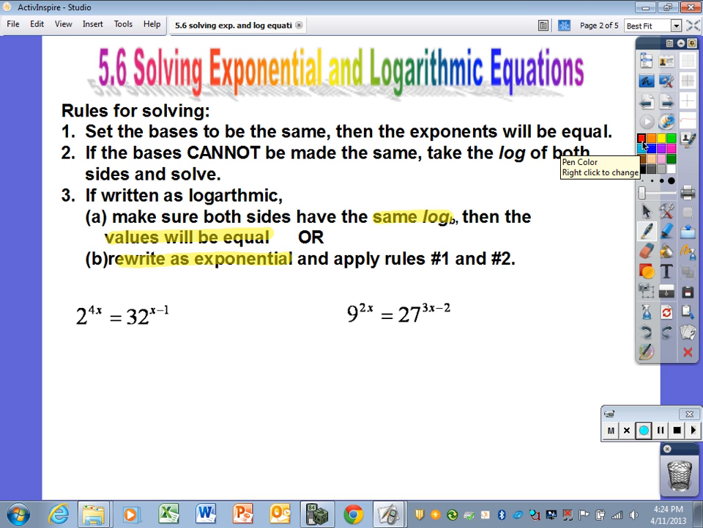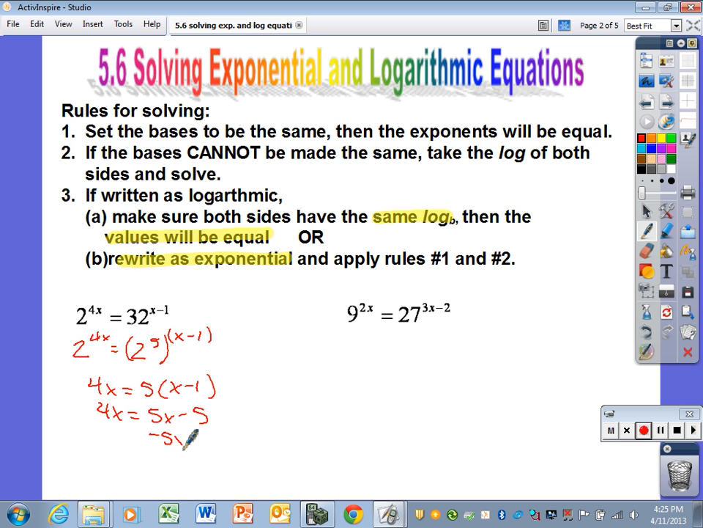2 to the 4x equals 32 to the x minus 1. Can I write 2 and 32 as the same base? Yes. 32 is 2 to the 5th. And I still have to raise it to the x minus 1 power. So I have 4x equals 5 times (x minus 1). 4x equals 5x minus 5. Subtract 5x. Negative x equals negative 5. So positive x is 5.